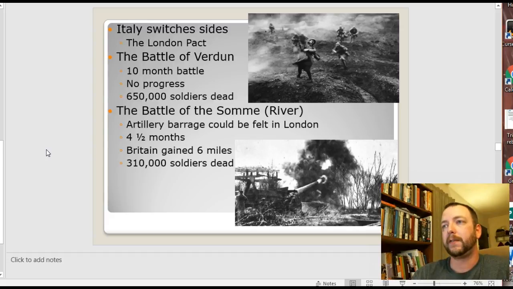This battle ends up lasting 4.5 months. The British gain only 6 miles for a cost of 310,000 soldiers dead on both sides. So this is just illustrating, with these giant battles, a lot of death with very little progress in terms of territory taken or land taken.